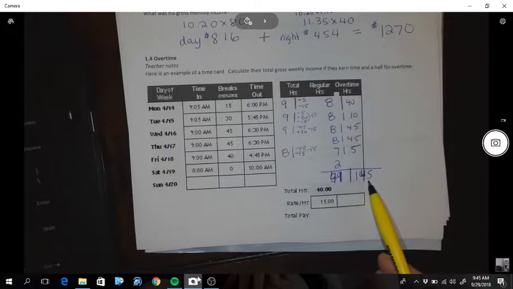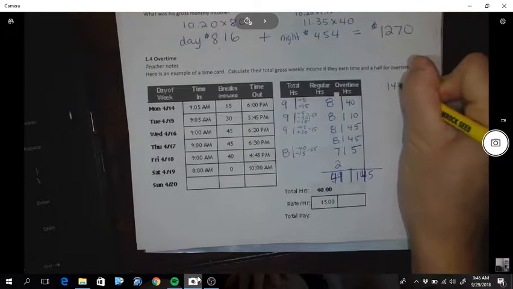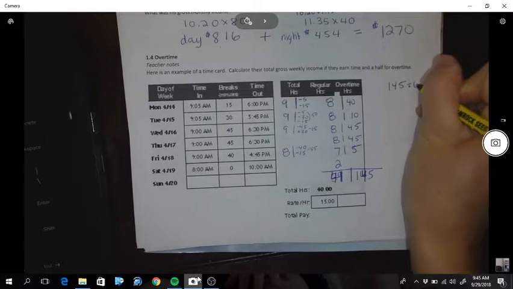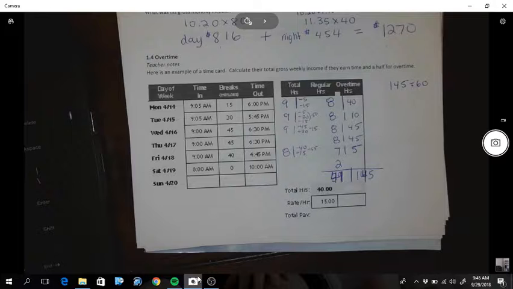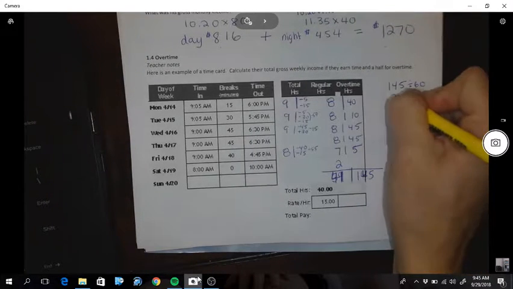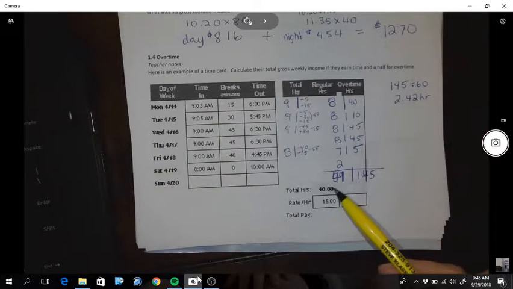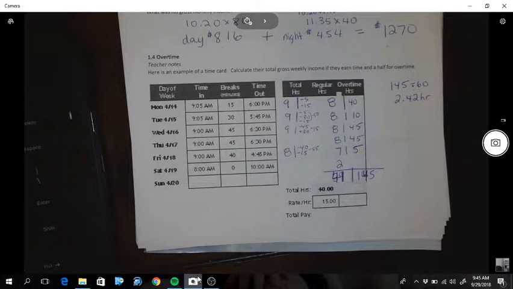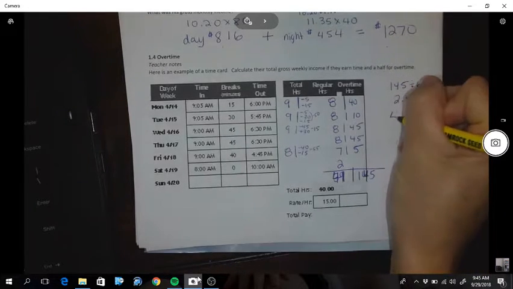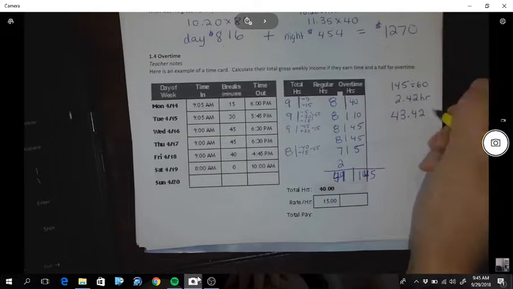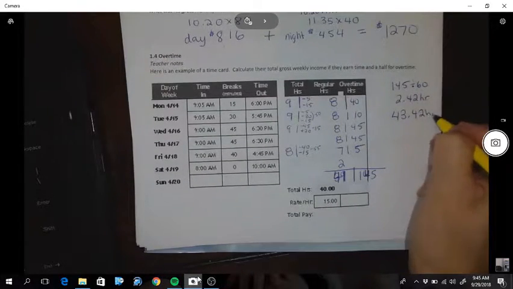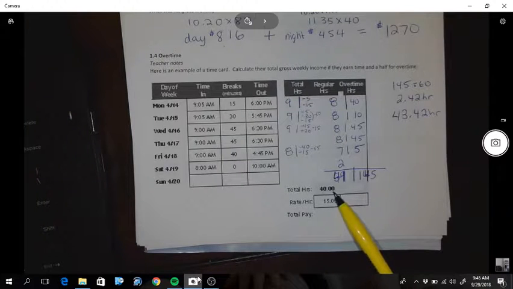So now I can't leave this as 145 minutes. I need to convert that to hours. So how do you convert minutes to hours? You divide by 60. So 145 divided by 60 is 2.42 hours. So I'm going to put that onto my 41. So altogether, we're at 43.42 hours.